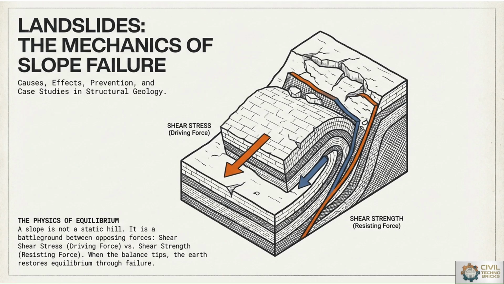Means the physics of equilibrium: a natural hillside or engineered slope is treated not as a static feature but as a dynamic boundary. It represents a continuous mechanical battleground between opposing geotechnical forces. So what is meant by driving and resisting forces? The hazard is dictated by the balance of shear stress, the gravitational driving force pulling material downward, and the shear strength, the resisting force holding it back. When the natural or artificial balance tips, the slope can no longer support its own mass. Due to that, the earth abruptly restores its mechanical equilibrium through structural slope failure, creating a landslide.